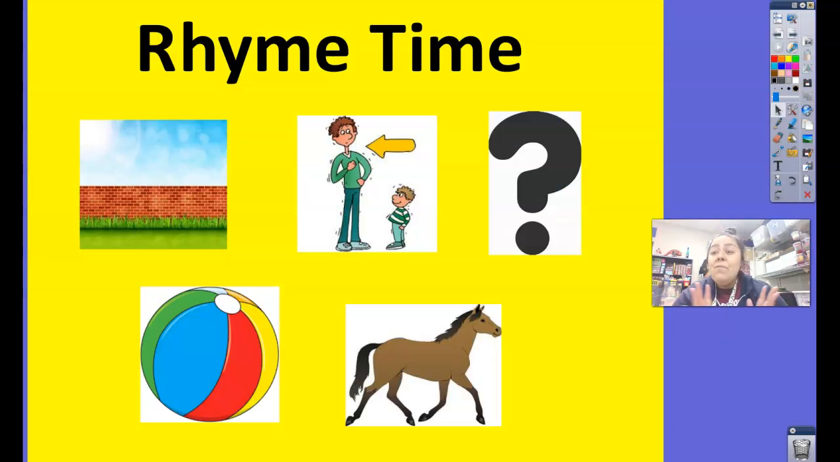All right, now it's time for rhyming. Now remember, we're not deciding if they rhyme or don't rhyme. We're deciding what other word rhymes as well. So let's take a look at the pictures. We have wall, tall. Well, what other word rhymes with wall, tall? Should it be ball or horse? Think about it. Which one rhymes with wall and tall?